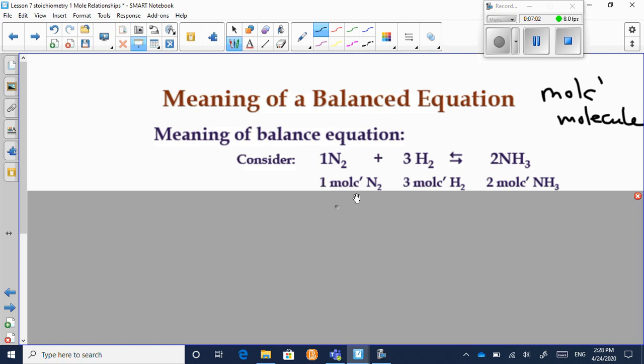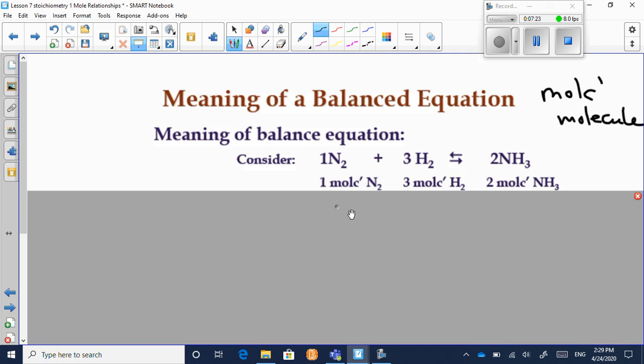1 molecule plus 3 molecules makes 2 molecules. Now, interestingly, even though those don't seem to add up, like people will say, well, 1 plus 3 doesn't equal 2, we actually don't care about the number of molecules, we care about the number of atoms, and sure enough, the number of atoms does add up.